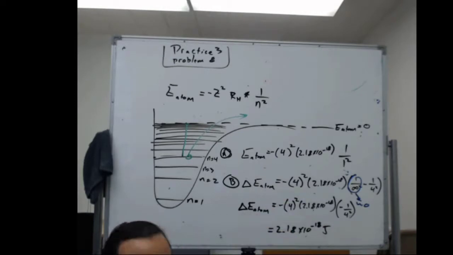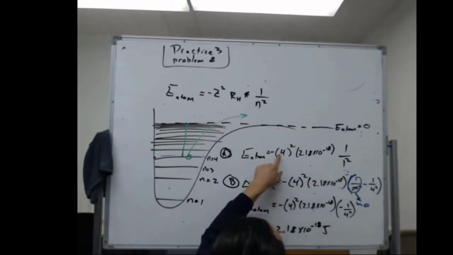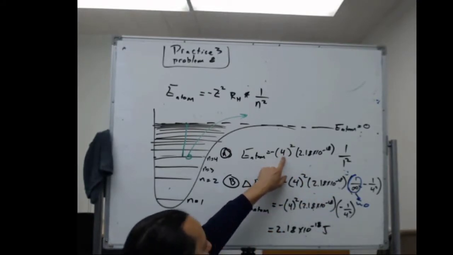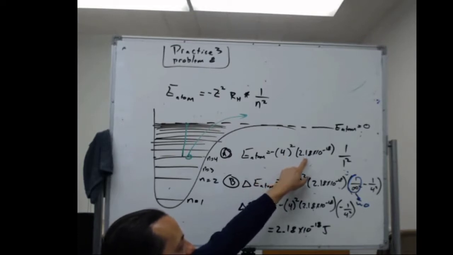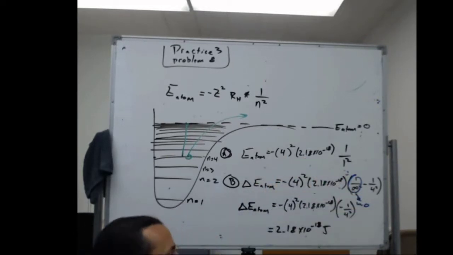So hopefully that was clear. Part of the problem, you got 1 over infinity as your answer? What did you get for the first one? For part A, I didn't finish calculating. I'm going to have negative 16 times 2.18. Ground state is n equals 1, so I just had 1 over 1 squared. Thank you. So that was practice set 3, problem 8.